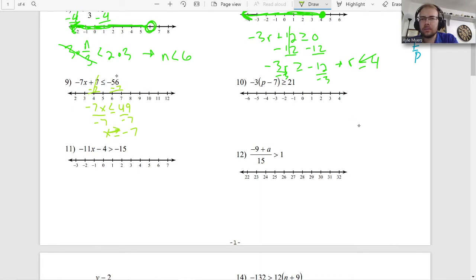Wait, hold on. Did I do something wrong? Oh, I didn't see the negative. Okay, I made a boo-boo. I didn't see the negative sign on the 56. This thing is not giving me the negative 7 that I was looking for, because that wasn't the answer. So I caught my mistake here, and that happens sometimes. So it just goes to show you that anybody can make a mistake. You just got to be able to find it before you submit your test or quiz.